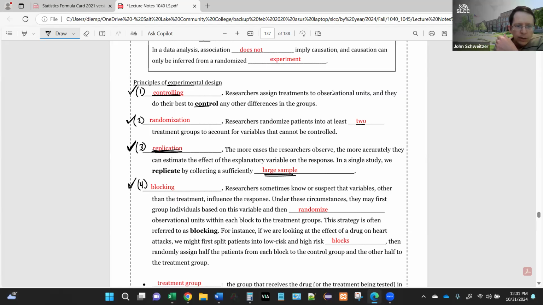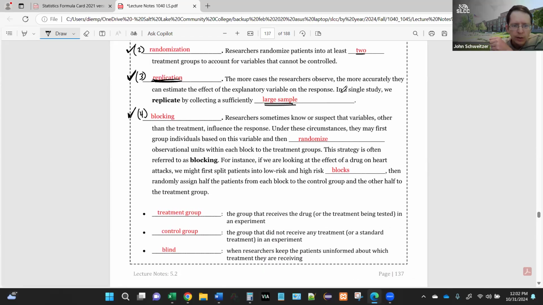Blocking is basically a type of controlling. There are certain differences that are difficult to control for, so what we'll do is block people based on those differences. We'll see an example of that as well. And then just a few more terms down here.